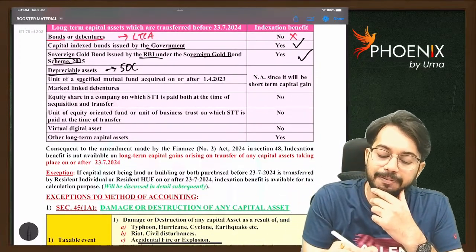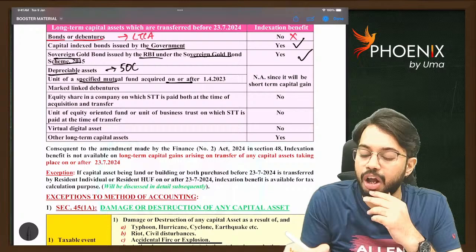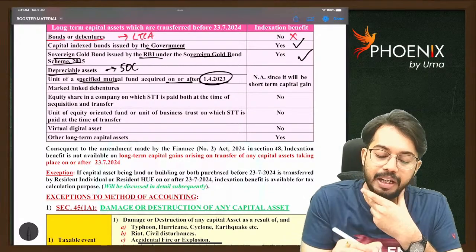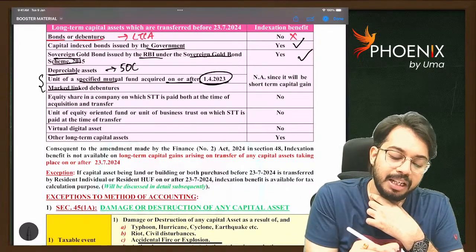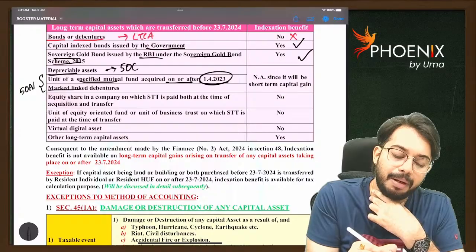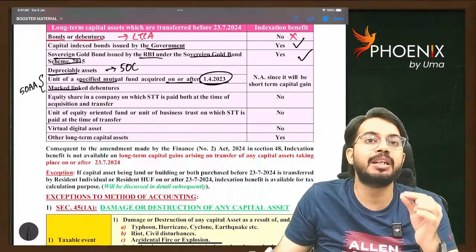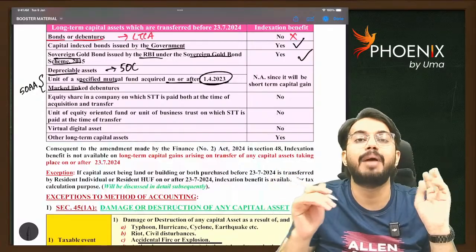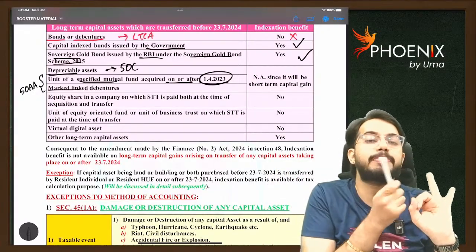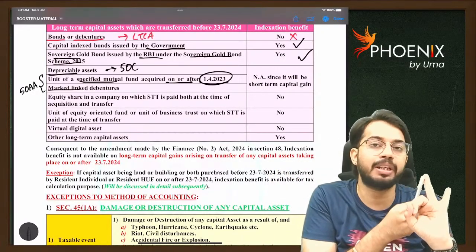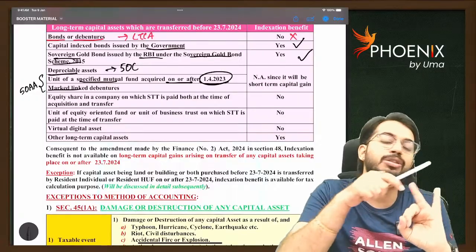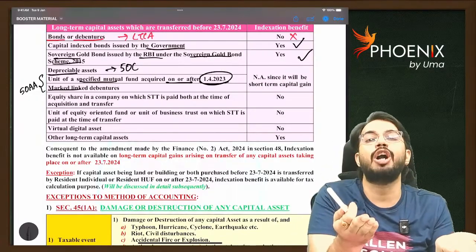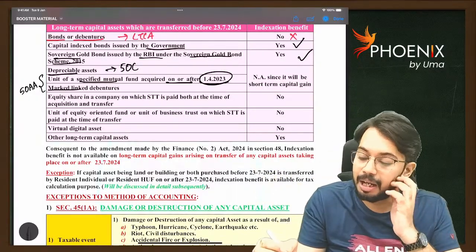Unit of specified mutual fund acquired on or after 1st April 2023, market linked debentures. These are covered by the new amendment, section 50AA. So if any capital asset is covered under 50AA, it is always treated as short term capital asset. So for market linked debenture and unit of specified mutual fund acquired on or after 1st April 23, as they are always short term, you cannot claim indexation benefit.